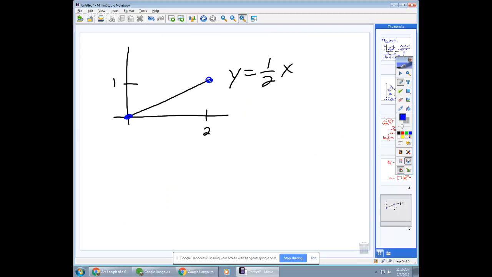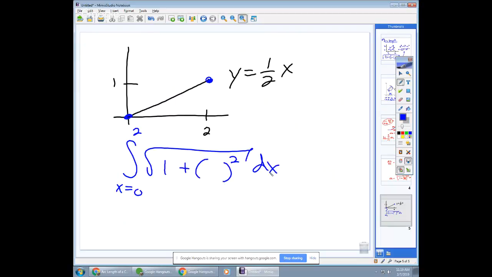So the arc length formula says integrate as x goes from some starting point, in this case 0, to some ending point, 2, of the square root of 1 plus your derivative squared dx. So in order to do arc length, before you can do an integral, you have to do a derivative first. What is y prime here? 1/2. Isn't that lovely? So we just drop a 1/2 in there.